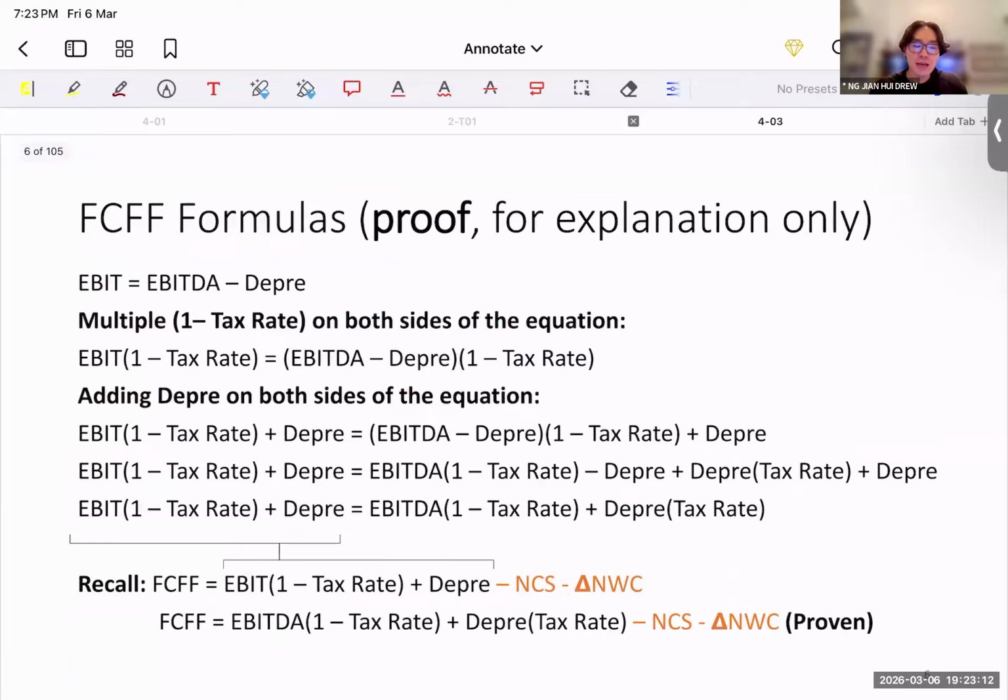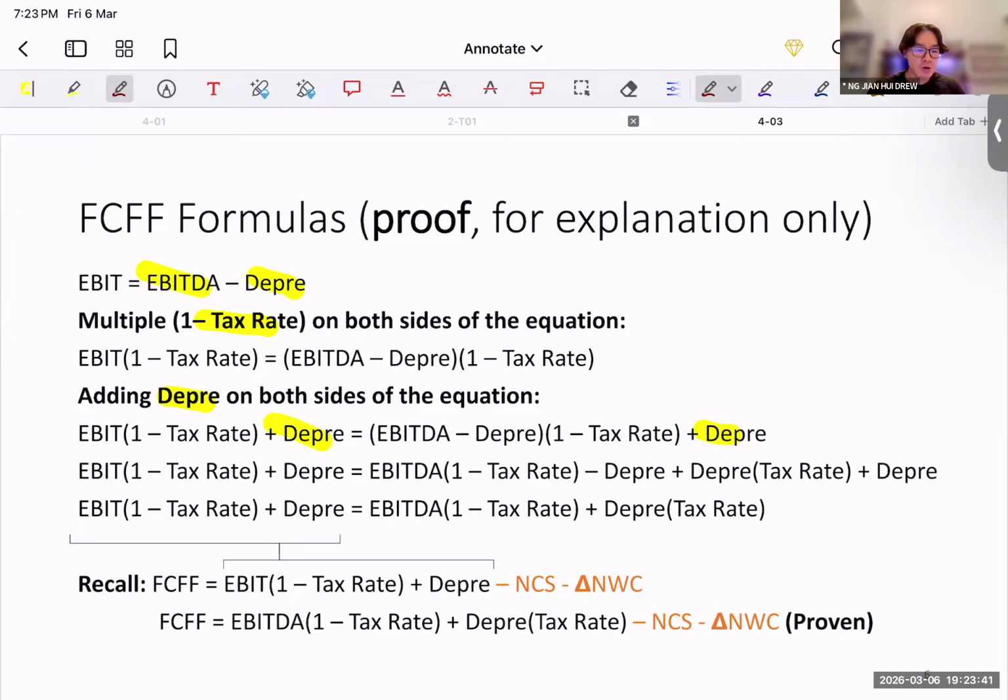Now, moving on to the EBITDA formulation, let's try to understand where we are coming from. We start with EBIT again, and EBIT is basically just EBITDA minus depreciation. Amortization, we just take it as if it's depreciation, so we just ignore the amortization. Now, we multiply both sides by 1 minus tax rate, so we just do a multiplication. We add depreciation on both sides, so we just add the depreciation here.